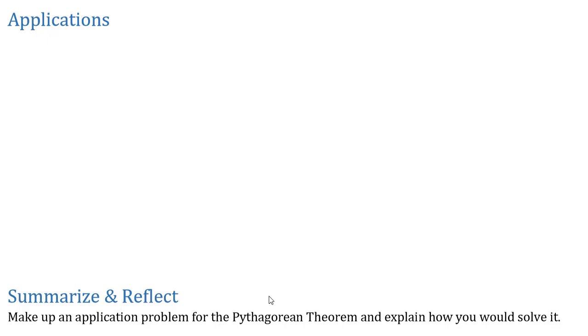The Pythagorean theorem has many applications in real life for how it's used. We're going to take a look at a couple of them here as we figure out how a squared plus b squared equals c squared helps us find distances in real life.